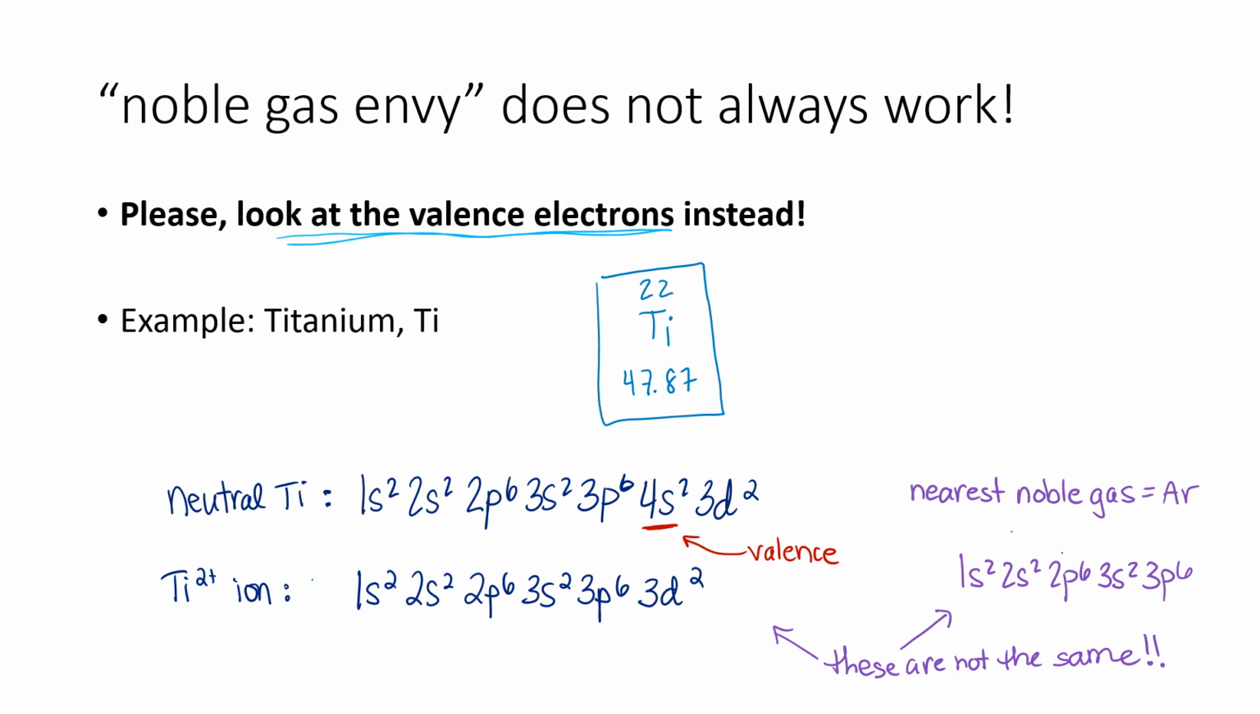Okay, so here's an example, titanium. This is the electron configuration for neutral titanium.